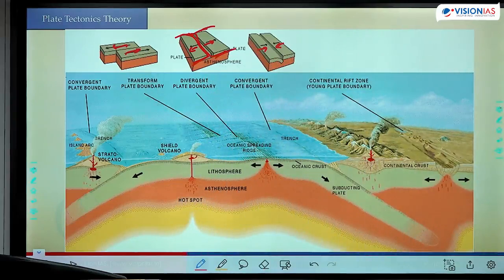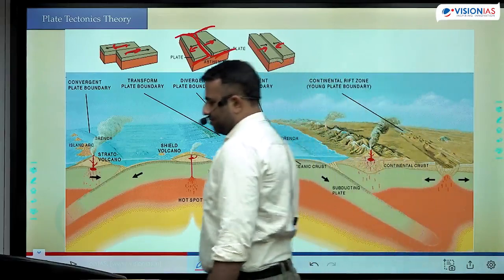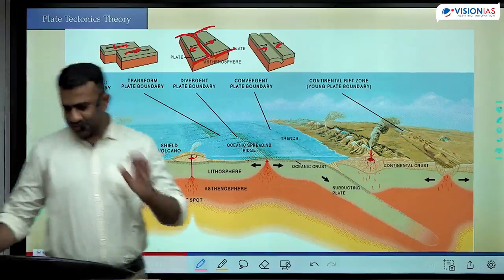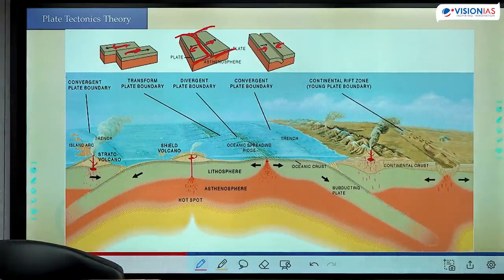So basically there are plates. Plates are the hard, rigid outer layer of the Earth's interior, which is moving over the asthenosphere. It is because of the movement, because of their nature, that different types of boundaries exist. Divergent, convergent, transform.